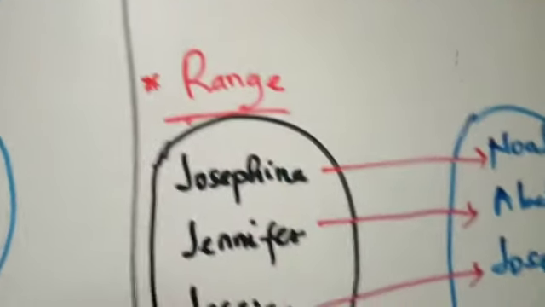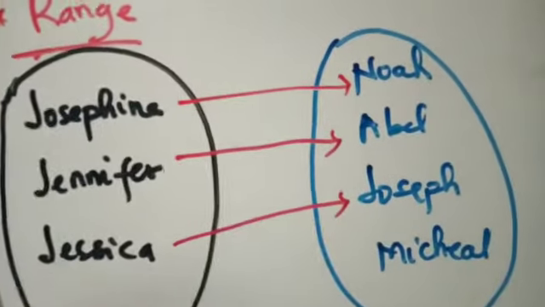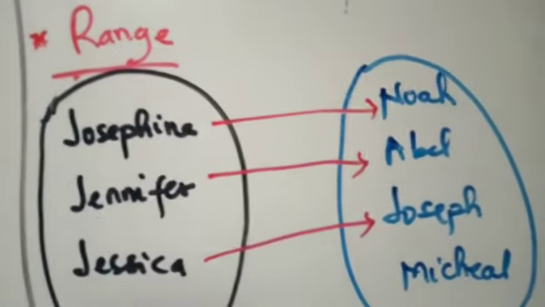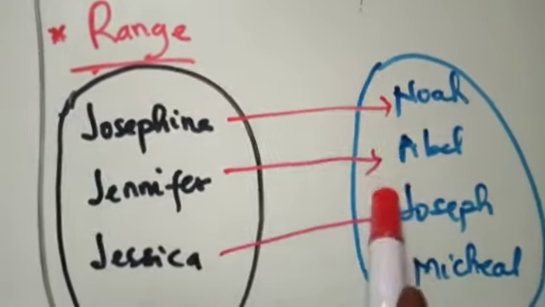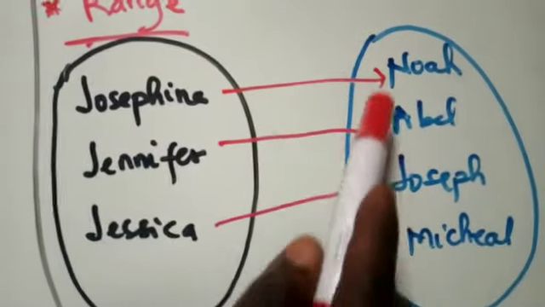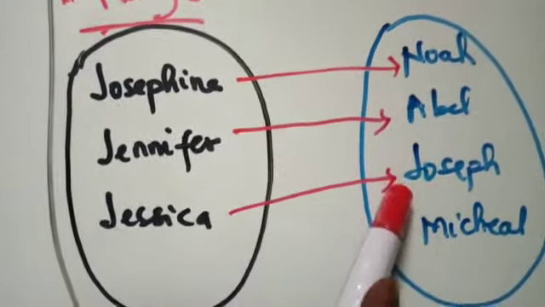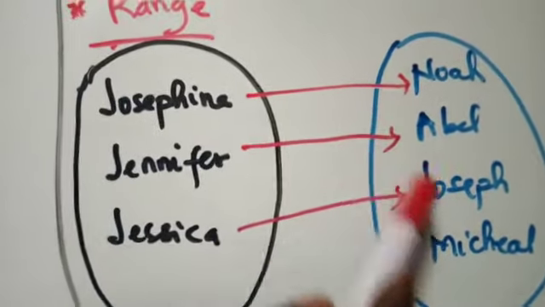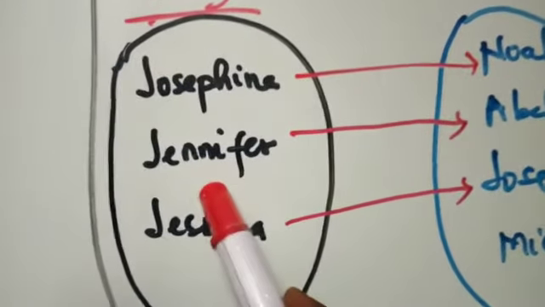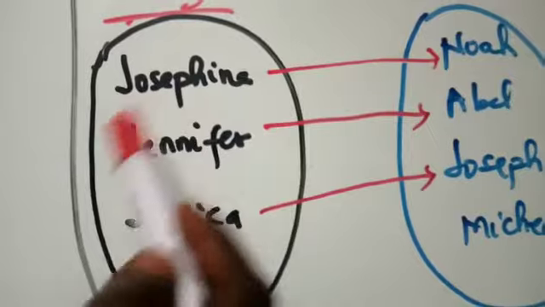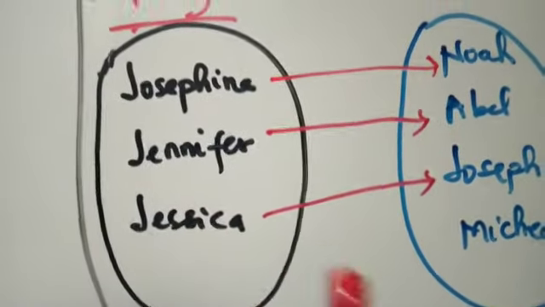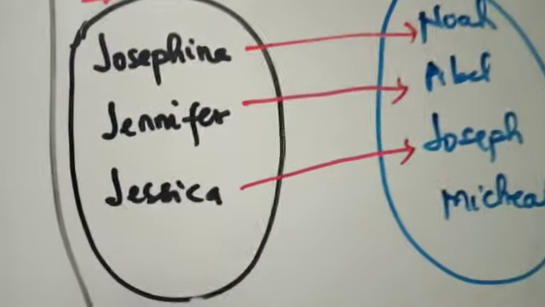What is the range? The ranges are your partners. Pay attention here: the ranges are the partners. What I mean by the partners are those who have a relative, those who are connected with some people from the domain over here. Those are what we call the range.